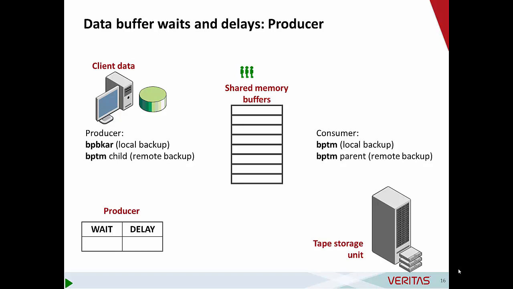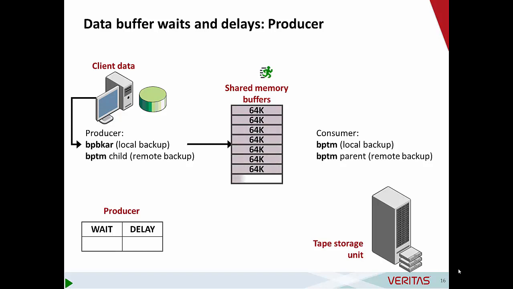On this slide, you see an example of the exact opposite problem. Again, it's a backup operation, but this time we're seeing complaints in the BPBICR process on the client. This is a producer side process complaining about waits and delays. What's happening here is the client is sending its data across the network to the media server.